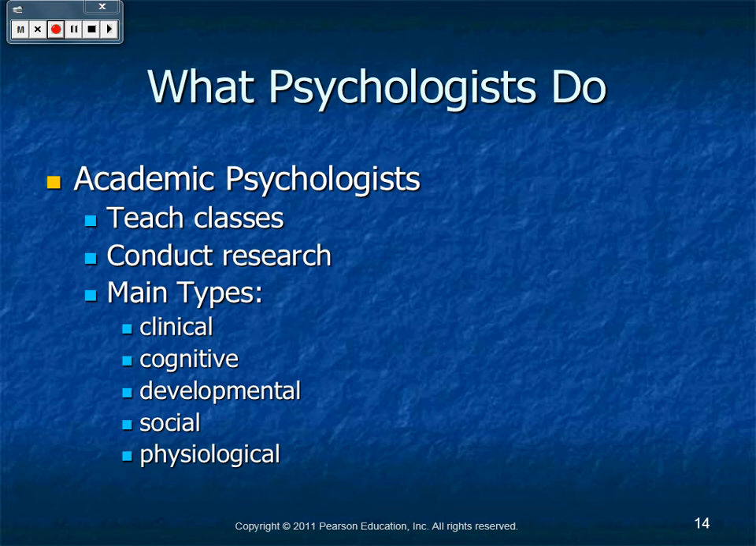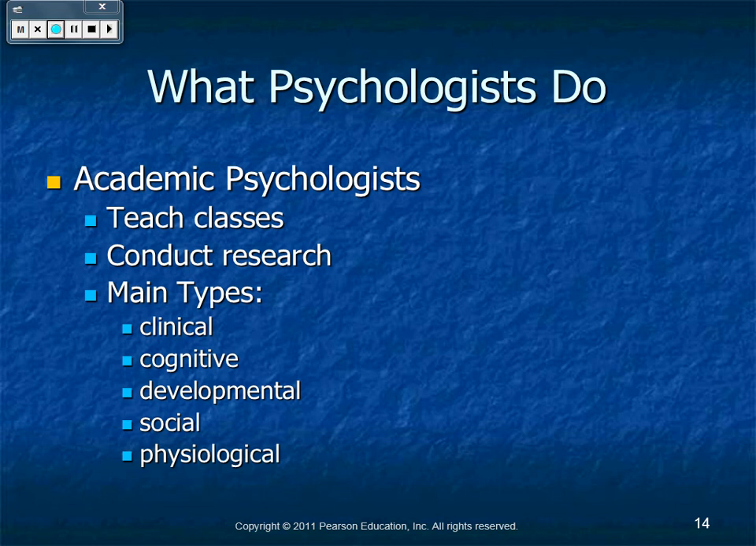Now, the different types of academic psychologists. We already talked about clinical. What does cognitive mean? Mental processing. We also have developmental. Developmental psychologists look at an individual from conception to death. They have actually proven there are things that occurred during your conception that influence your personality type today.